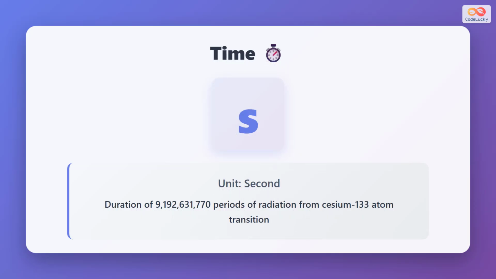The third base unit is the second, symbol s, which measures time. The second is defined as the duration of 9,192,631,770 periods of radiation corresponding to the transition between 2 energy levels of the cesium-133 atom. This atomic definition provides extremely high precision for time measurement.